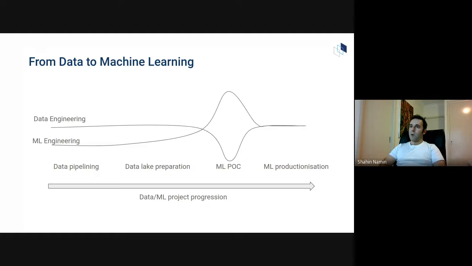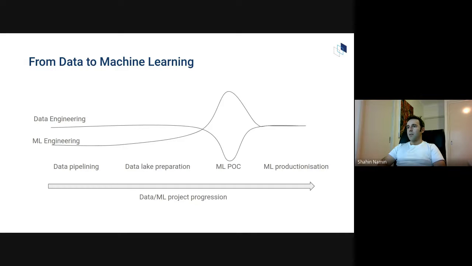As we move from the left to the right, in the beginning, data engineers are more active and they are in charge of writing the data pipelines. Machine learning proof of concept is usually done by machine learning engineers. For productionization, we need machine learning engineers and data engineers to work hand in hand. And we need a lot of collaboration for that to be successful.